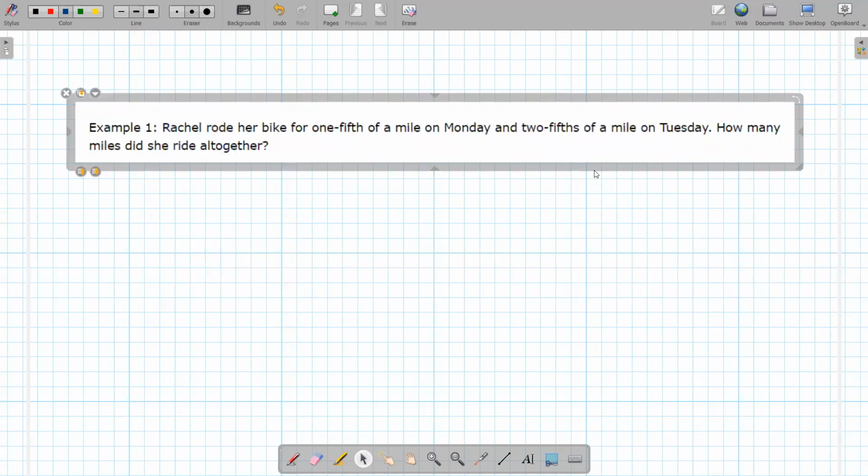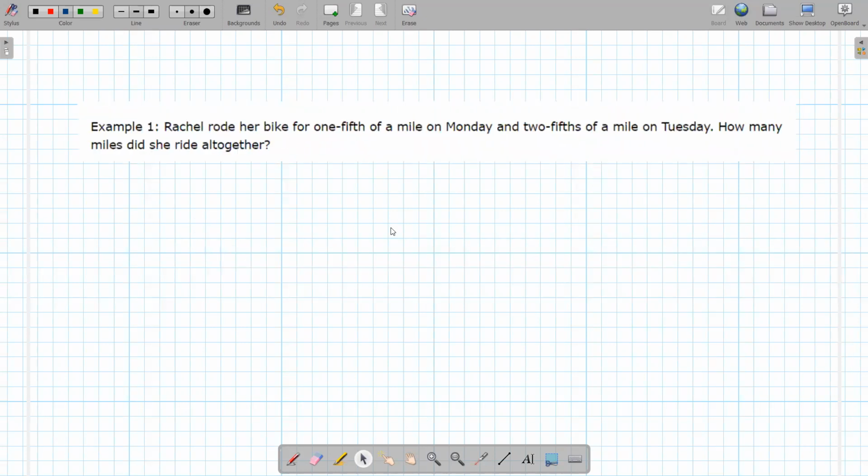Rachel rode her bike for 1/5 of a mile on Monday and 2/5 of a mile on Tuesday. How much did she ride altogether? Do you multiply? Are you sure? No, you don't multiply it. This is very simple. You add them up, right?